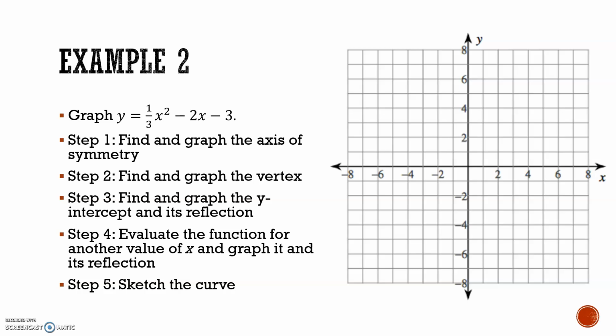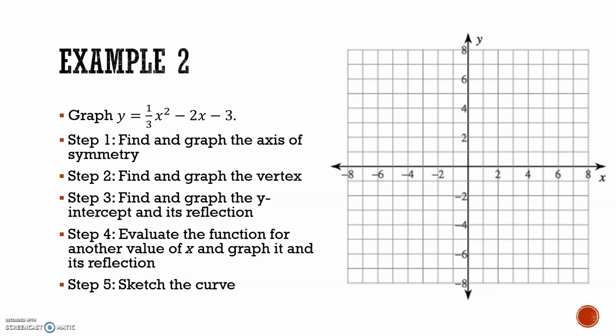All right, first of all, is this parabola going to open up or down? Because the number in front of x squared is positive, it is going to open up. Then we are going to find and graph the axis of symmetry, and then check your answer.